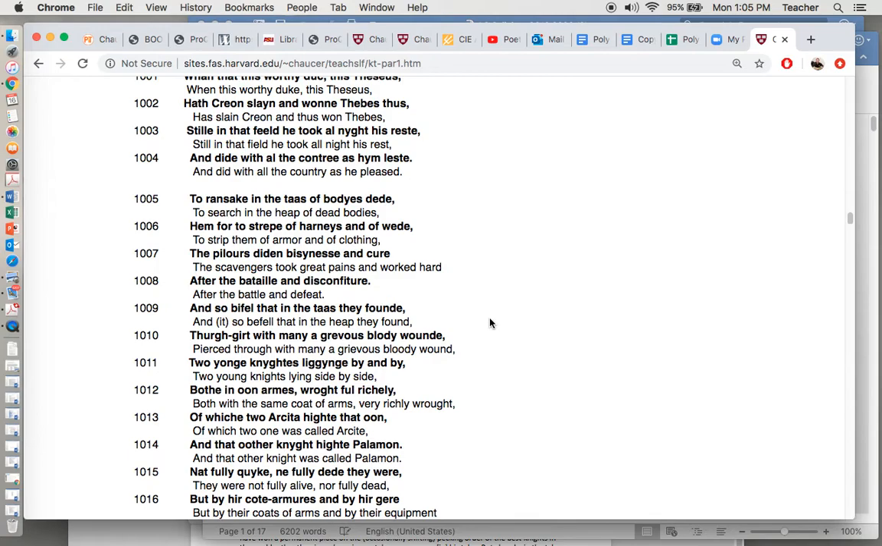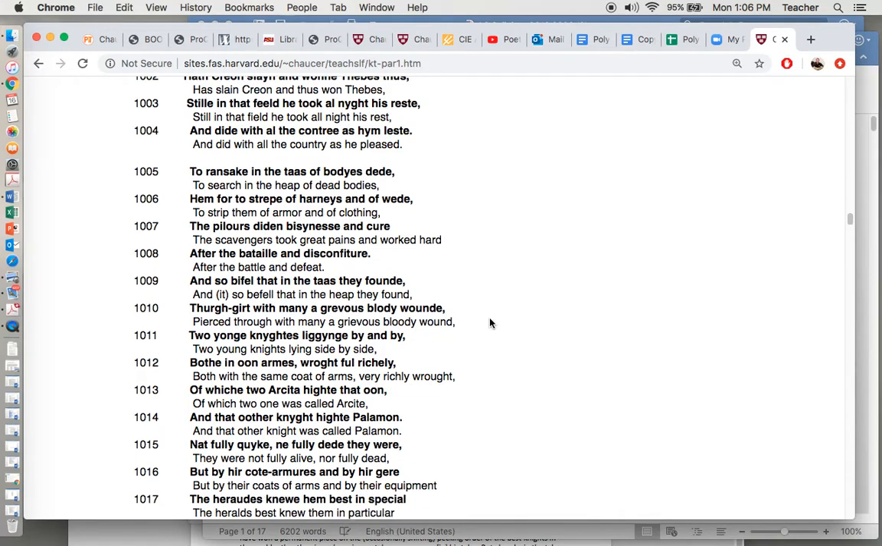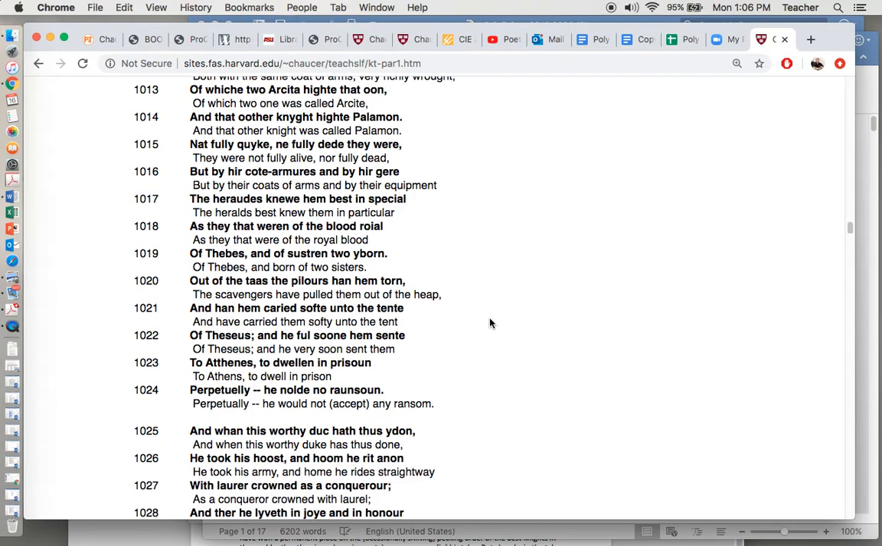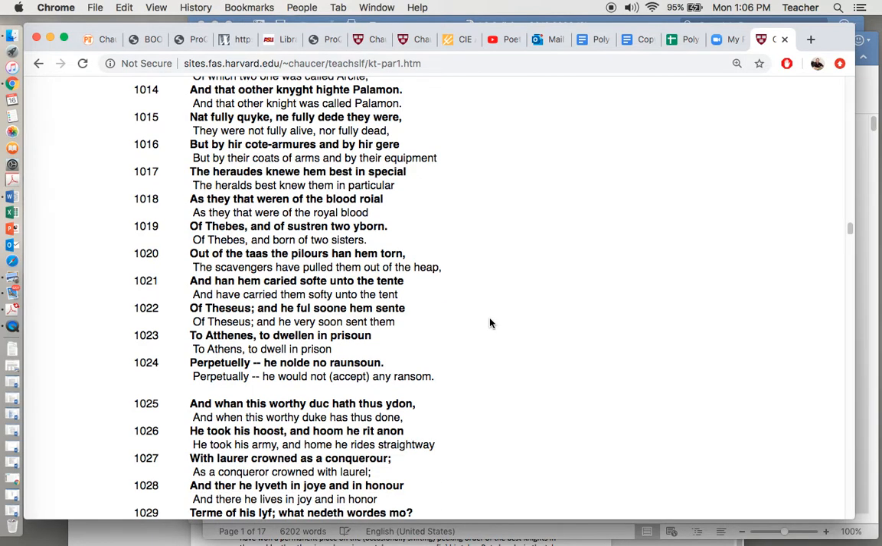But interestingly, we notice on 1013, he's introducing Arcita first and Palamon second, whereas Palamon is the figure that we should be a little bit more concerned with here. So this might actually be an oversight on his part.